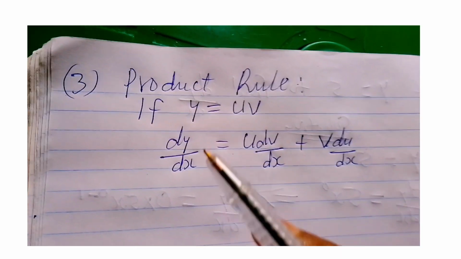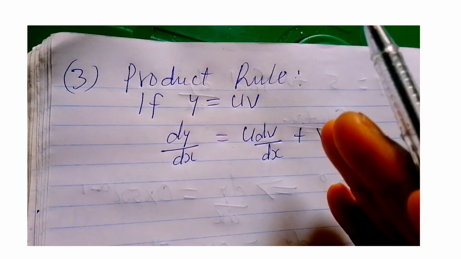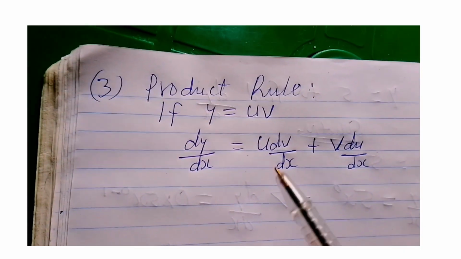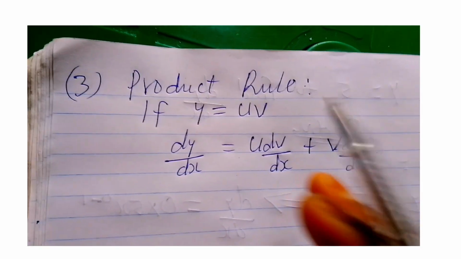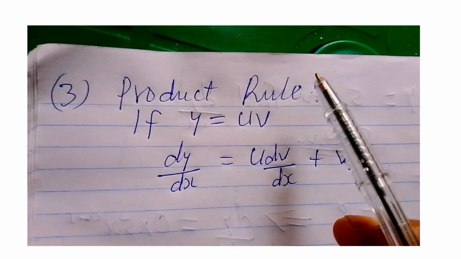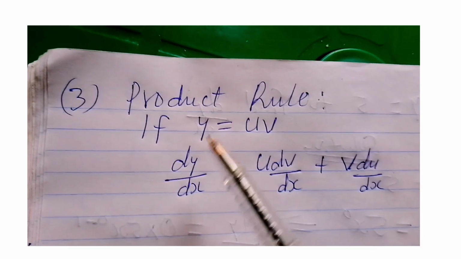Know when to use the product rule, the quotient rule, and the chain rule, different rules in calculus. That is the importance of calculus, and we need to pay attention to this. For us to apply the product rule, we use it when two functions are being multiplied together.